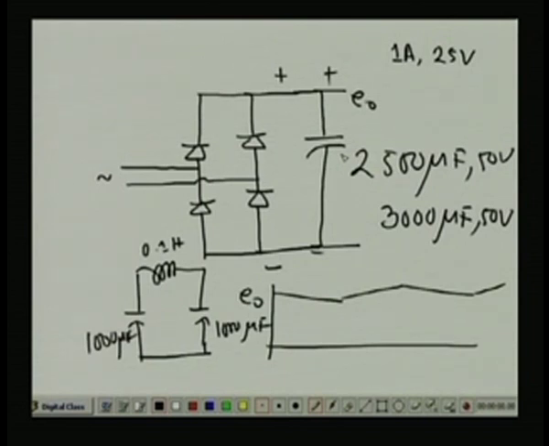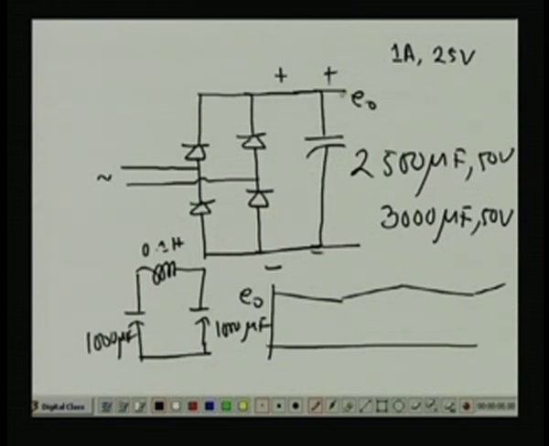Now, in this case, you know what will happen, you see that initially when you switch on the system, you will find a large current is necessary to charge this capacitor, because you cannot connect the capacitor like this one.